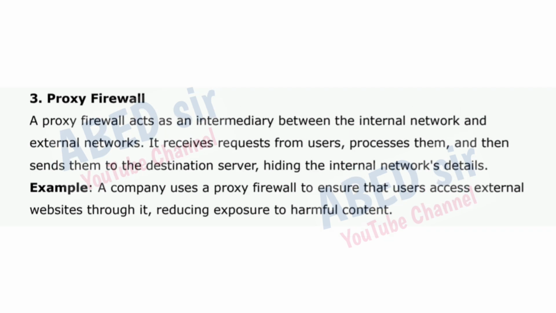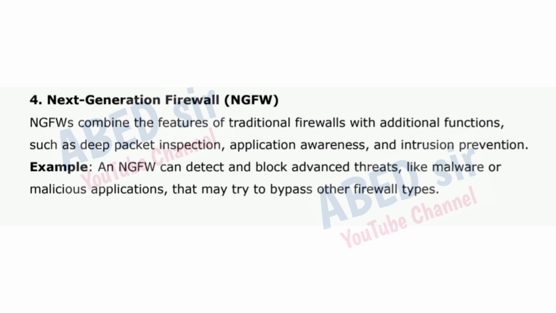3. Proxy firewall. A proxy firewall acts as an intermediary between the internal network and external networks. It receives requests from users, processes them, and then sends them to the destination server, hiding the internal network's details. Example, a company uses a proxy firewall to ensure that users access external websites through it, reducing exposure to harmful content.